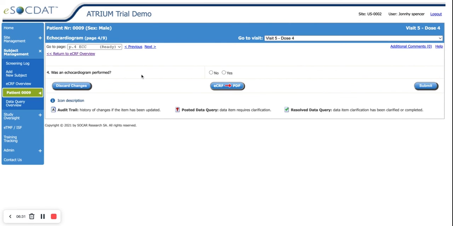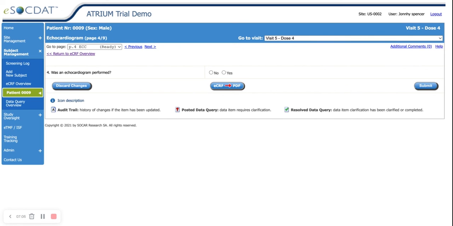An echocardiogram must also be performed during Visit 5. Here you will select yes or no if the echocardiogram was performed. The echocardiogram is the only component of Visit 5 that has a 5-day window time frame in which you can schedule your subject for the echocardiogram if it cannot occur on the same day as the vitals, blood draw, and ECG.